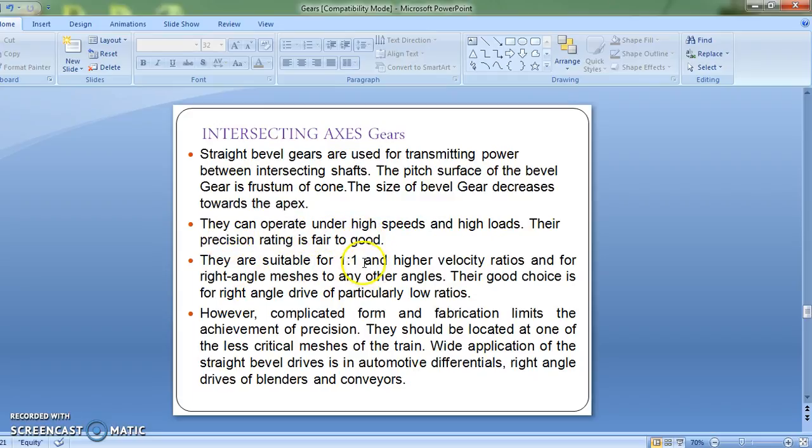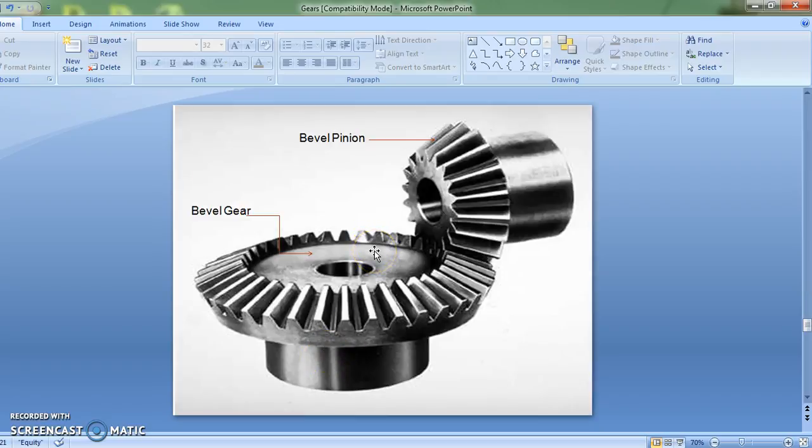They are suitable for 1:1 and higher velocity ratios, and for right angle meshes to any other angles. Their good choice is for right angle drives of particularly low ratios. However, complicated form and fabrication limits the achievement of precision. They should be located at one of the less critical meshes of the train. Wide applications of the straight bevel gears are in automotive differentials, right angle drives of blenders and conveyors. The bevel gear arrangement is shown in the diagram over here.